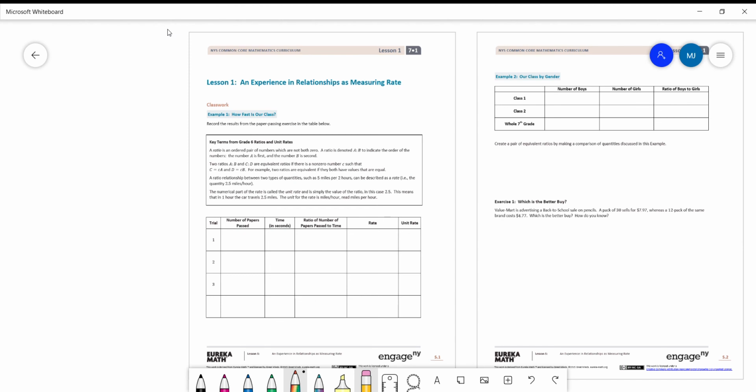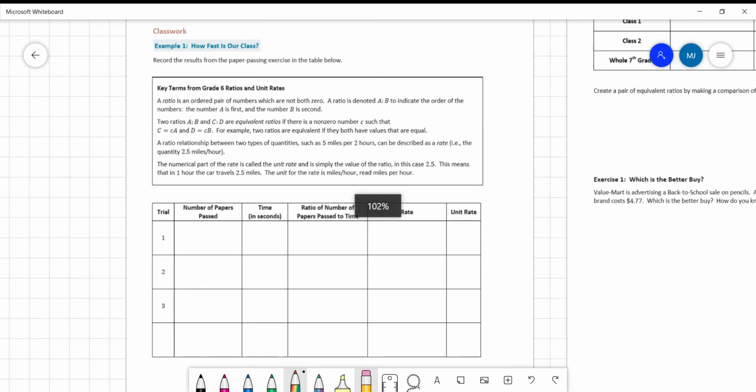Hey guys, so today we're looking at lesson 1. Let me zoom in a little bit here.